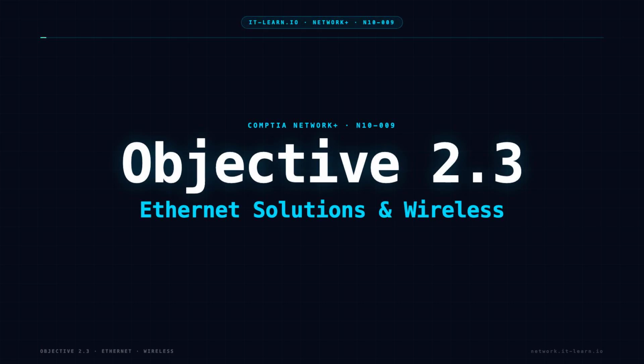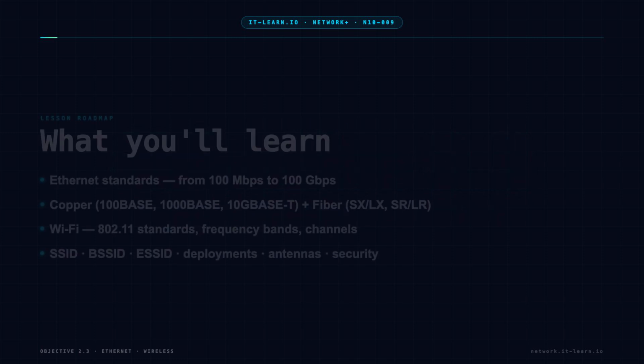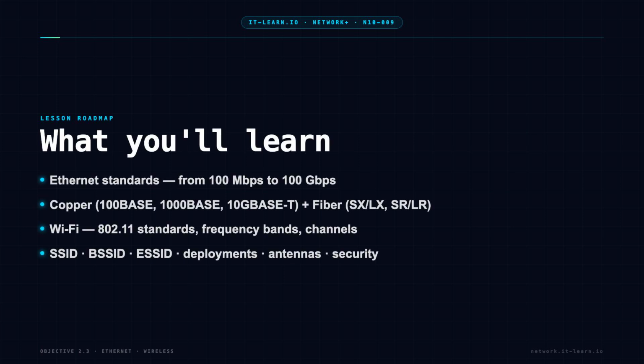In this lesson, we are covering Objective 2.3. Given a scenario, configure and deploy common Ethernet solutions. Ethernet is the dominant technology for wired local area networks and has evolved significantly since its creation. In this lesson, we will cover Ethernet standards, wireless networking concepts, and how to deploy these solutions in real-world scenarios. Let's begin with Ethernet standards.